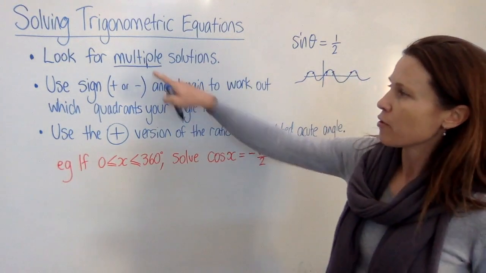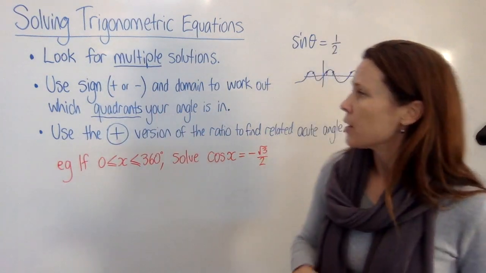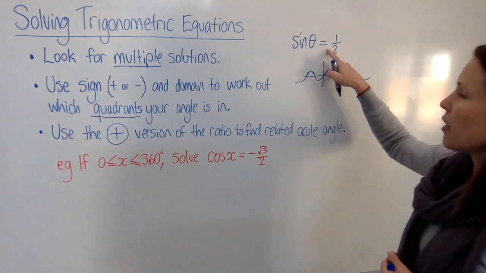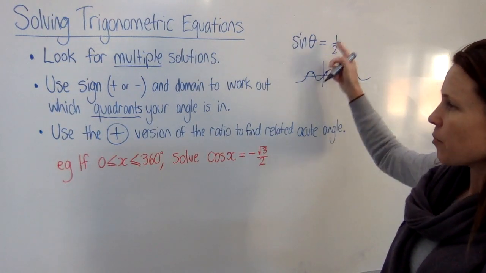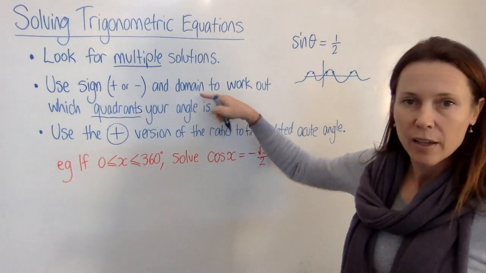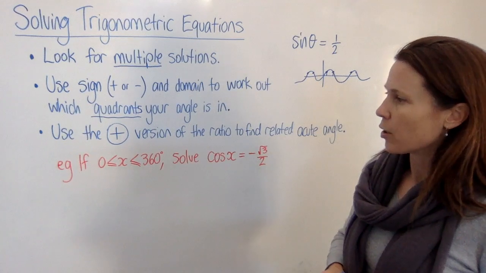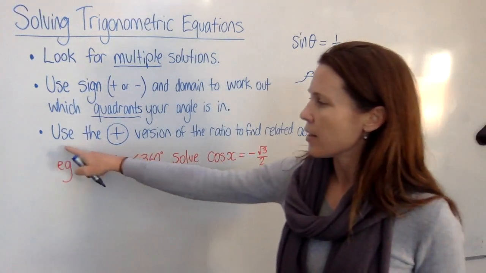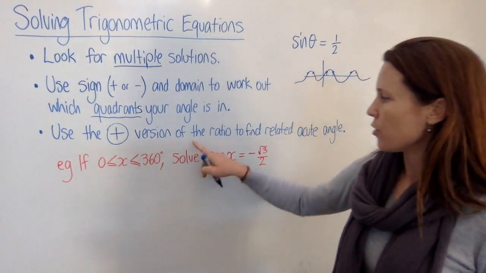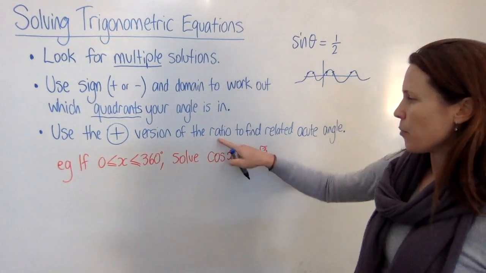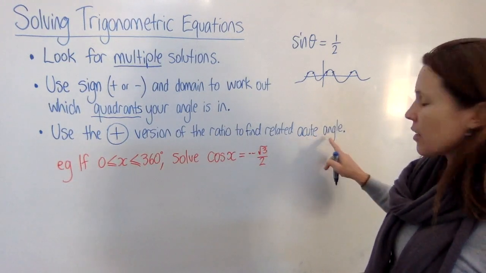Now, although you're looking for multiple solutions, you need to know which quadrants those solutions are going to sit in. So the clues that you've got is you look out for whether this is positive or negative here, because that will tell you what quadrant it's in, and you combine that with the domain that you've been given, and that will tell you the quadrants. And it's something you should write down first up before you start solving your equation. Now, this last point might seem a little confusing, but let me explain. You need to use the positive version of the ratio that you've been given. Now, by ratio, I mean a fraction like this, to find the related acute angle.